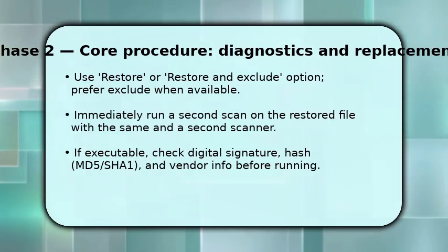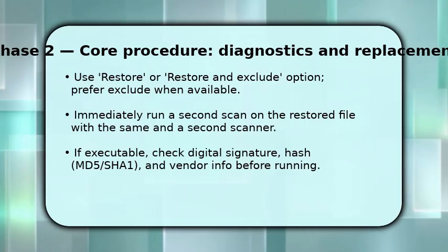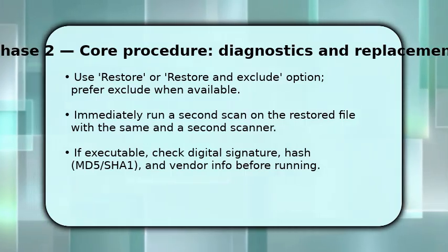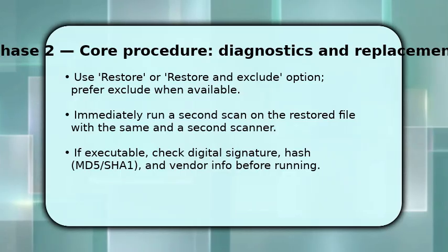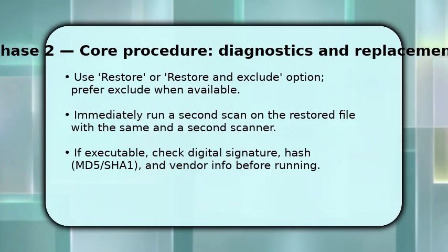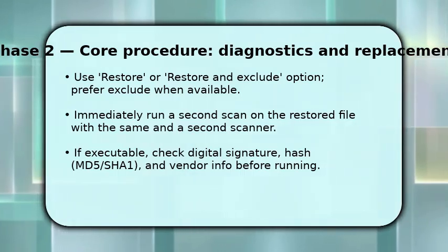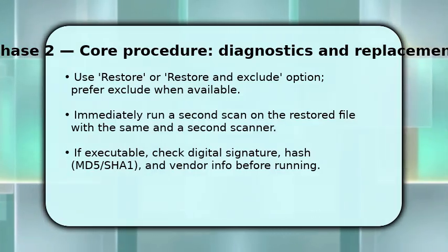After restoration, do not run the file yet. Instead, scan it again with your antivirus and, if possible, a secondary scanner to confirm it's clean. For executables, verify the digital signature and compute a hash like MD5 or SHA1 to compare against a trusted source. These steps prevent reintroducing malware while letting you recover legitimate files safely.